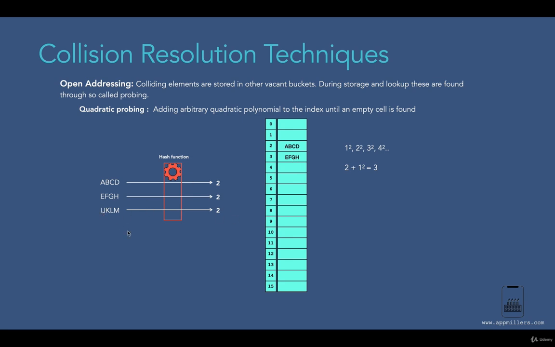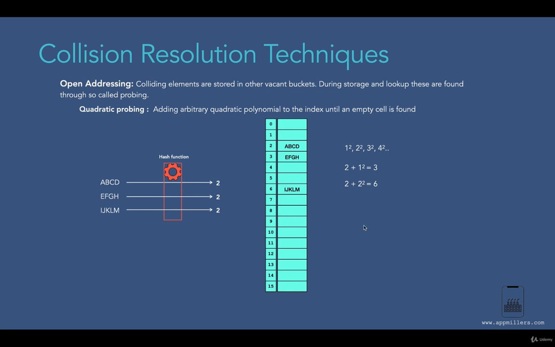In the third case, we repeat the same process. The index is 2, so we sum it with the first quadratic and get 3. But at index 3, we have another string. This means we need to continue to the next quadratic, which is 2 squared. We add 2 with 2 squared, and after addition we get 6. We check whether index 6 is occupied, and we see that it is empty. So we can successfully insert this string at index 6.